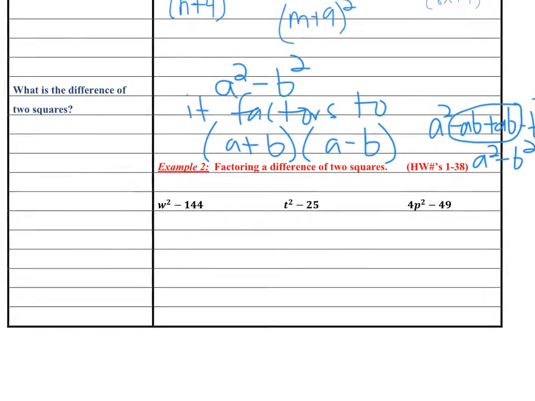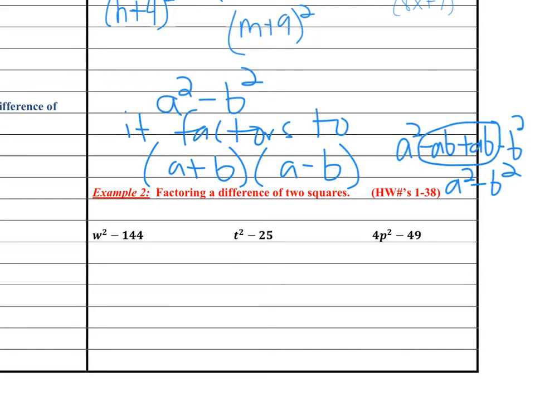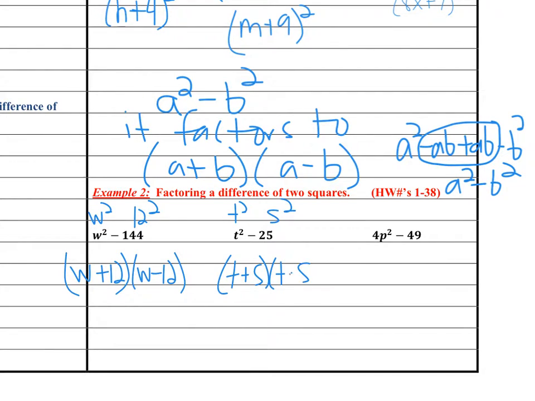So if I look down here at my 3 examples on the bottom, I see that this is w squared and 12 squared. So my answer would be w plus 12 and w minus 12. For the next one, I have t squared and 5 squared. So my answer would be t plus 5, t minus 5. I can't change this into something squared where there's only one parentheses, because t plus 5 and t minus 5 are not the same thing.